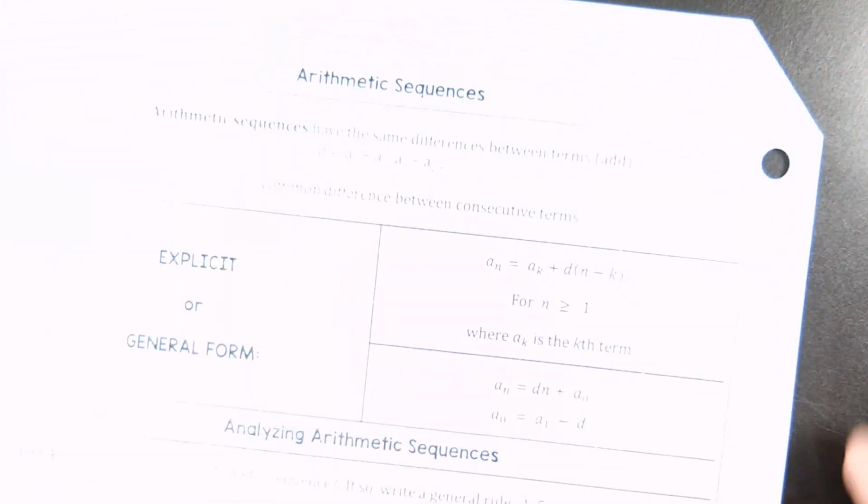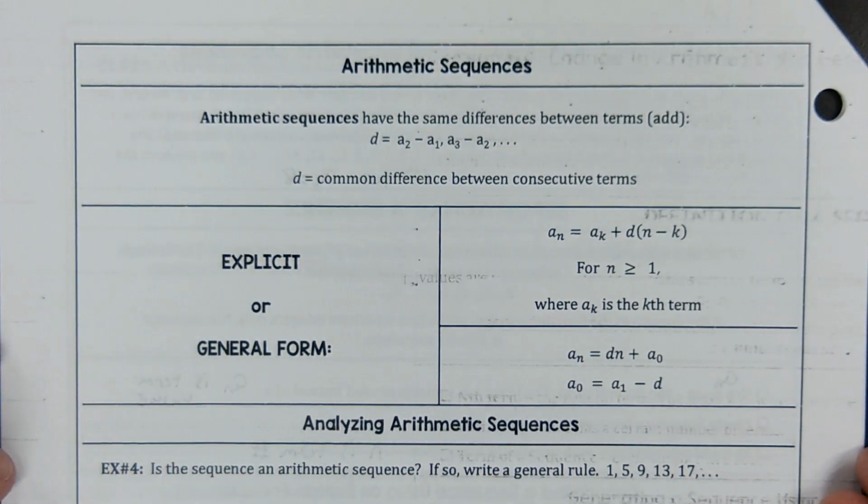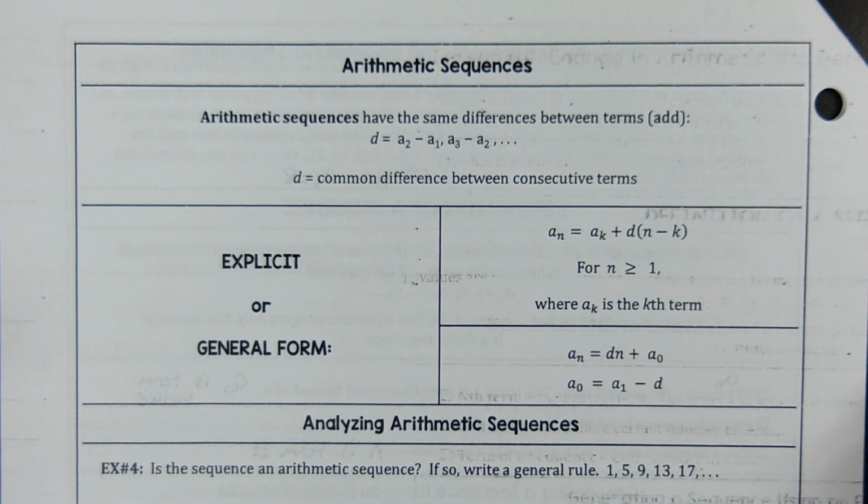Flip them. Arithmetic sequences. So what defines an arithmetic sequence officially? Arithmetic sequences have the same differences between the terms. That means you are either adding or subtracting the exact same number every single time. Adding or subtracting every single time. And that number that we are adding and subtracting every single time is called the common difference.